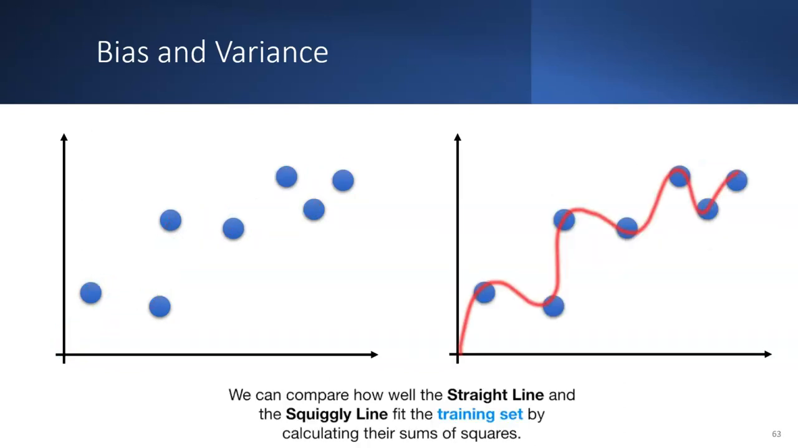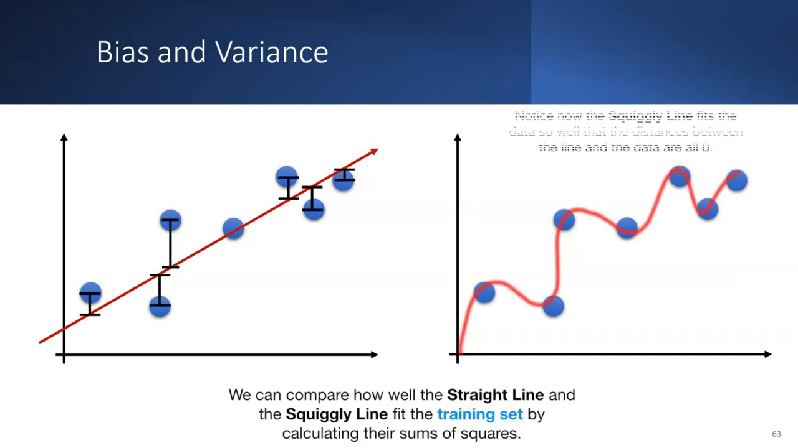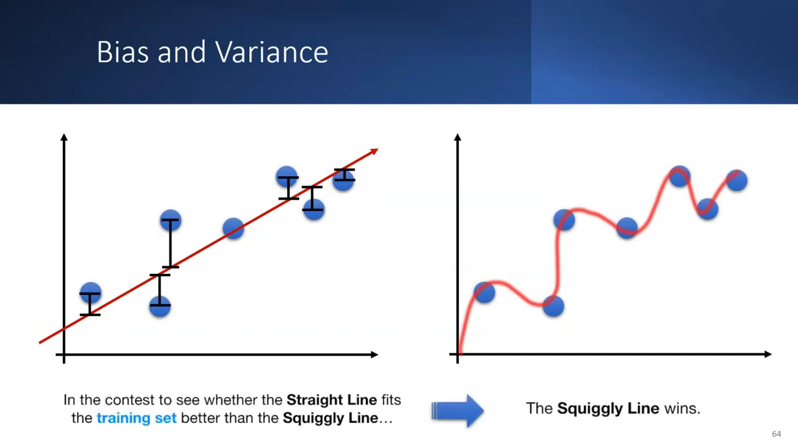So we can compare how well the straight line and the squiggly line fit the training set by calculating their sums of squares. See over here the differences. Notice how the squiggly line fits the data so well that the distances between the line and the data are all zero, right? So here there is no error. So here the squiggly line wins.